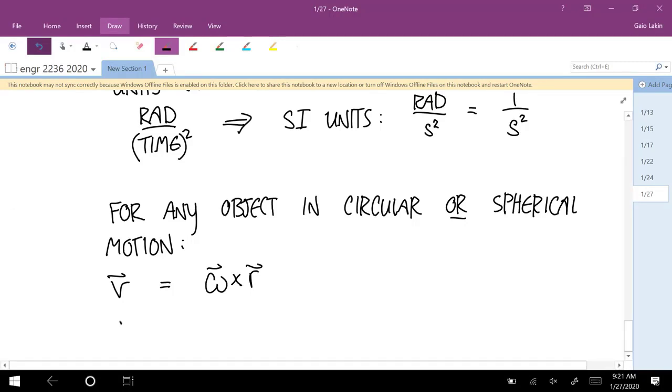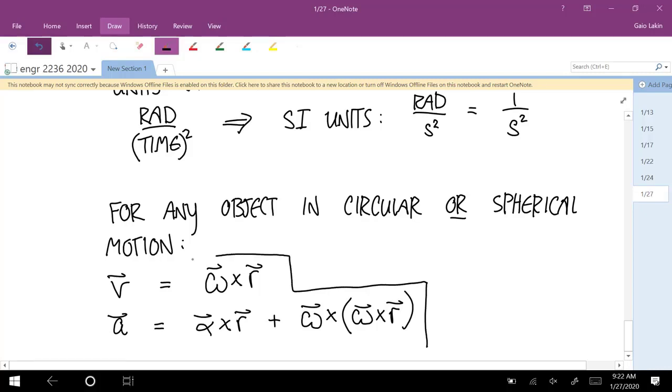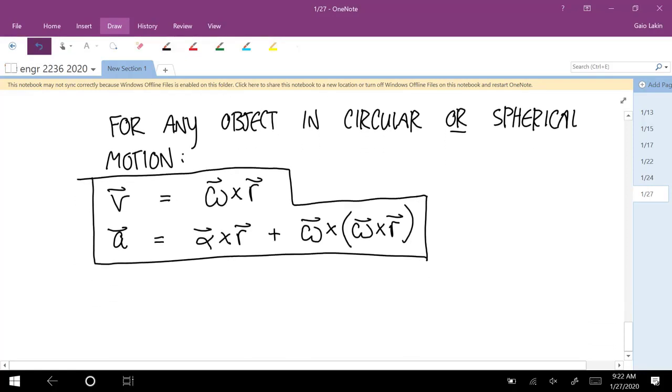And the acceleration of that object, of that particle, is the angular acceleration crossed with the r vector plus omega, the angular velocity, crossed with the quantity omega cross r. Okay, so these are kind of the two equations that define circular and spherical motion.